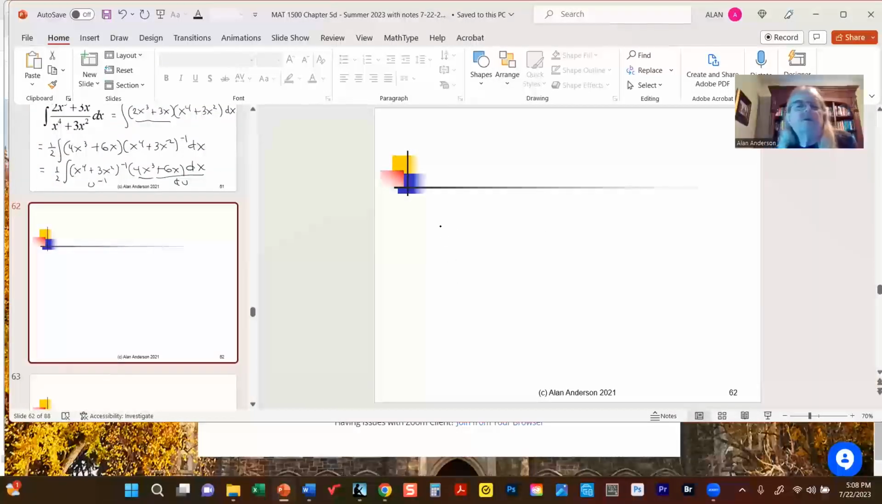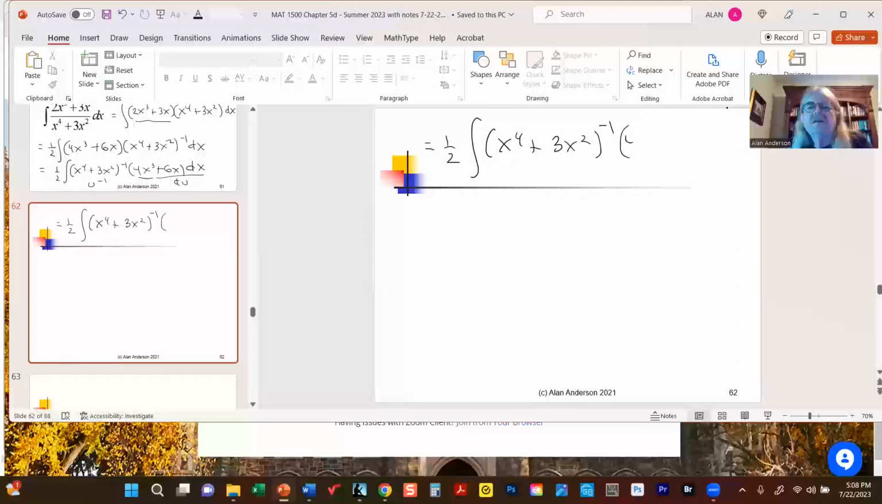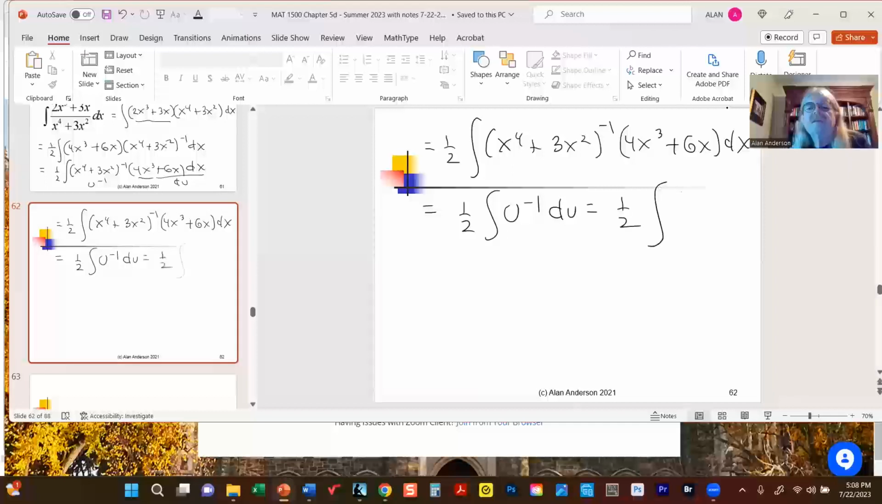Let me just rewrite it one more time. 1/2 times x to the 4th plus 3x squared to the -1, times 4x cubed plus 6x dx. So this is 1/2 u to the -1 du, or 1/2 du over u, which clearly means we're looking at a logarithm here.